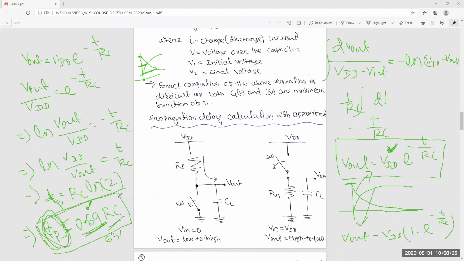For 1 RC, it is 63%. For 0.69 RC, it is 50%. Okay, that output voltage will be 50% of that supply voltage. Okay, it will charge to 50% or discharge to 50% if you give 0.69 RC time. So got the point? Yes, sir. Yes, sir. So others? Yes, sir. Yes, sir.